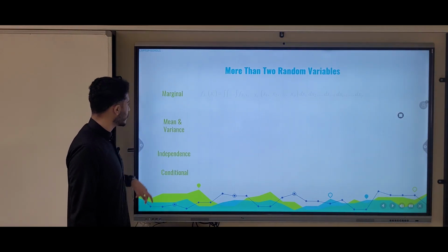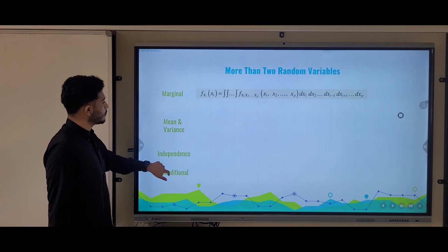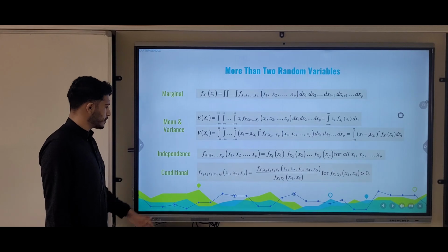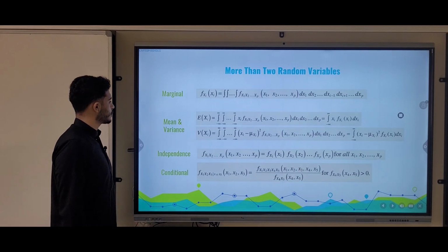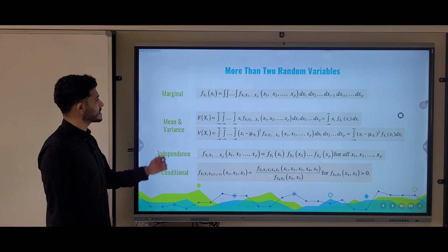So here are the generalizations for more than 2 random variables. If you understand these, you can utilize them in your solutions or in solving your models, let's say. And yeah, that's basically it.